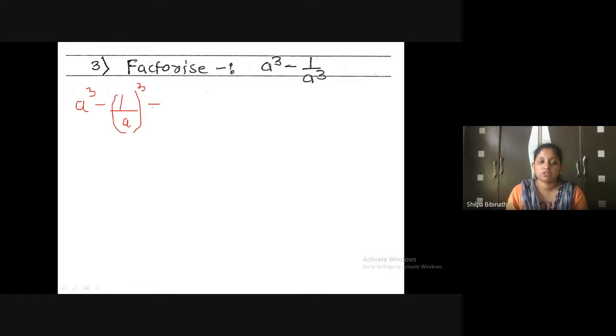Apply the formula. It's advisable to always write down the formula and then solve it further. So here a will be a only, 1 upon a will be b. First is a minus b, so a minus 1 upon a. In the next bracket, it will be a square plus, now here a cube minus b cube, it will become the opposite of that, that is positive, ab. So a into 1 upon a plus b square. Here b is 1 upon a the whole square.